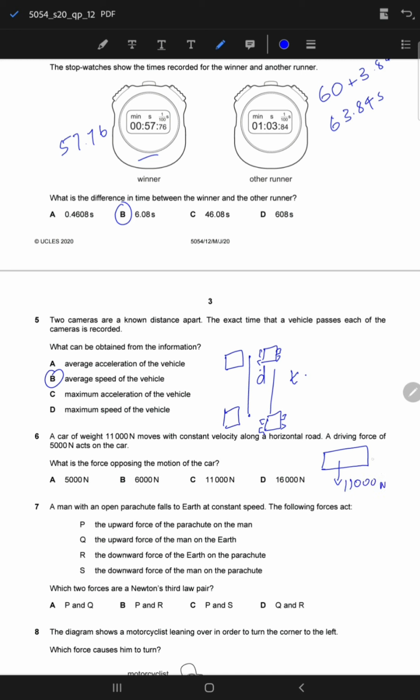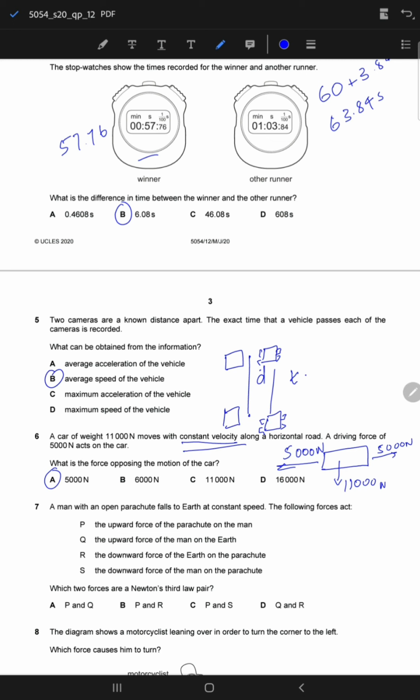And a driving force of 5,000 Newton acts. Since it's moving with constant velocity, acceleration is zero, so the resultant force should be zero, right? So the backward force should also be 5,000 newtons. That is the friction and the air drag, all of that. So the answer for this is A.